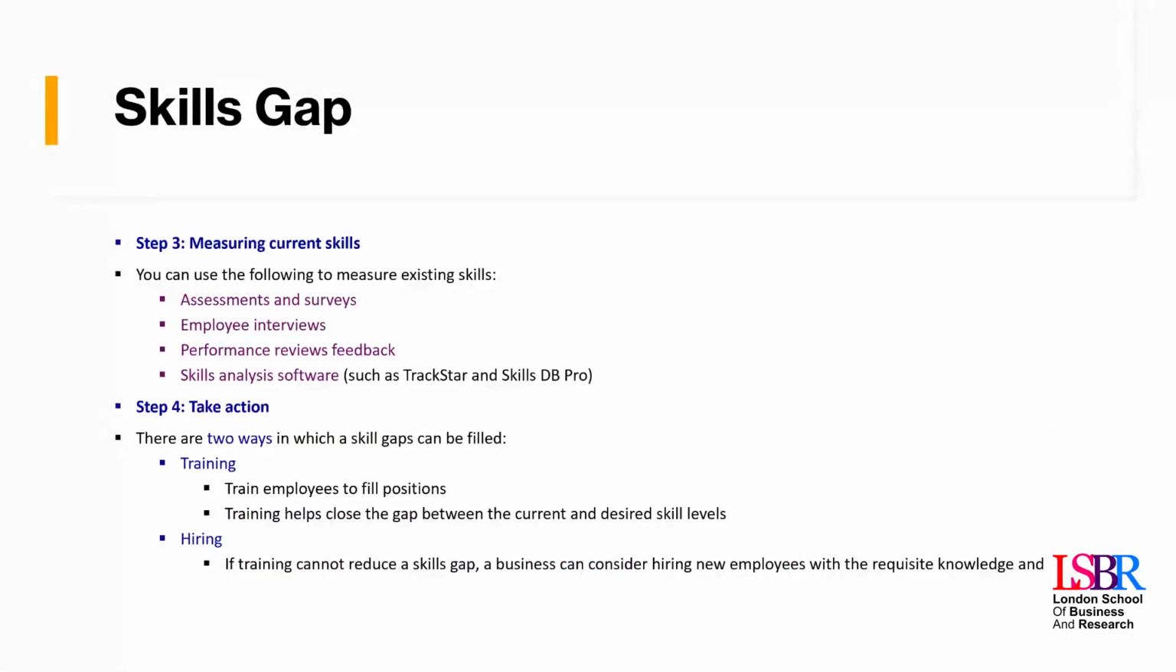Finally, you want to measure current skills. Sorry, I was going to say finally. Second last, you have to measure current skills. So that's about understanding what the existing skills are. And I said already, you can do interviews, you can do questionnaires, you can do a lot of different things. And finally, once you've identified the skills gap based on the current skills and the skills you want them to have, you then take action. And that can either be by training. So you train employees to fill positions, or you hire new employees that can perhaps help you fill the skills gap.